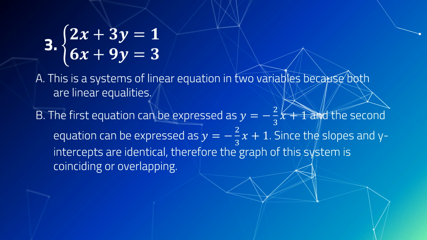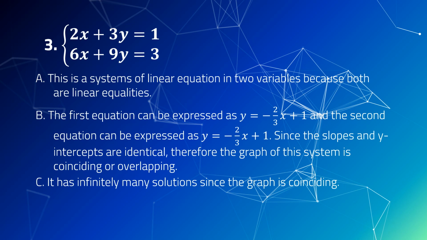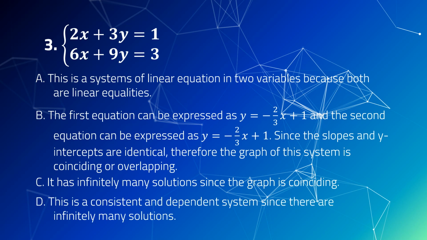Since the slopes here are equal and the y-intercepts are identical also, the graph of this system is coinciding or overlapping. Since this is overlapping lines, it has infinitely many solutions. And since there are infinite solutions, this is a consistent and dependent system. I hope that you learned something from this. Out of the given equations, you can predict some of the important properties or characteristics of the possible graph of the systems.